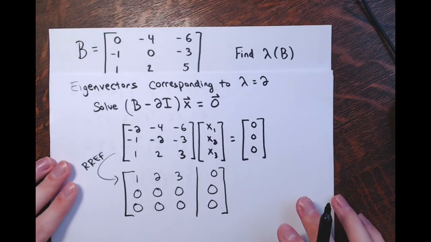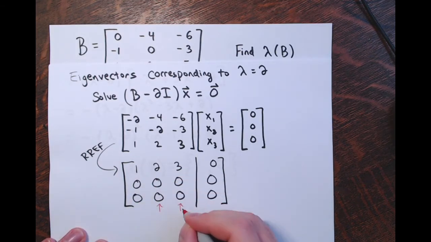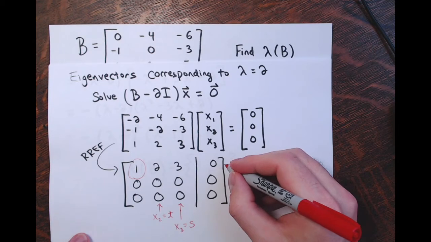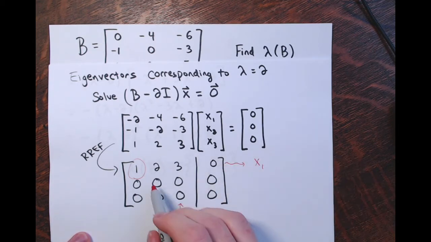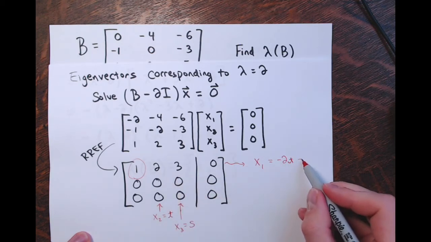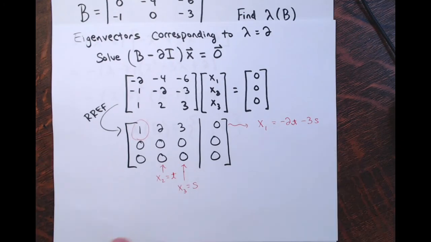So you see how for this system there are 2 free variables. There are 2 columns without a pivot. Here's the pivot, that leading one. So x2 is free. I'm going to have x2 be t. And x3 is also free. I'm going to have it be s, or r, or whatever you want. And then from that first row, we're seeing that x1 must be negative 2t minus 3s. And that's it.